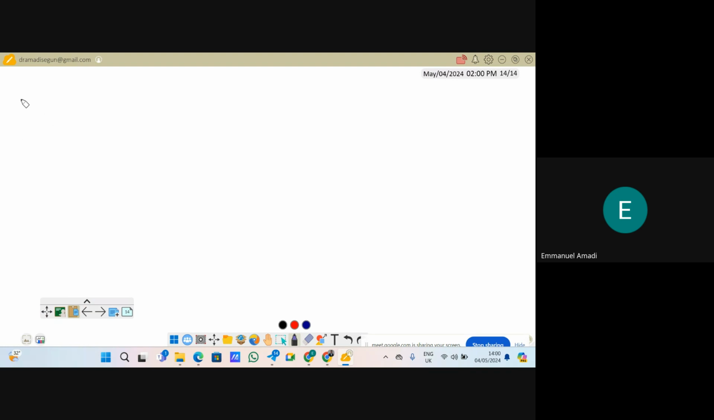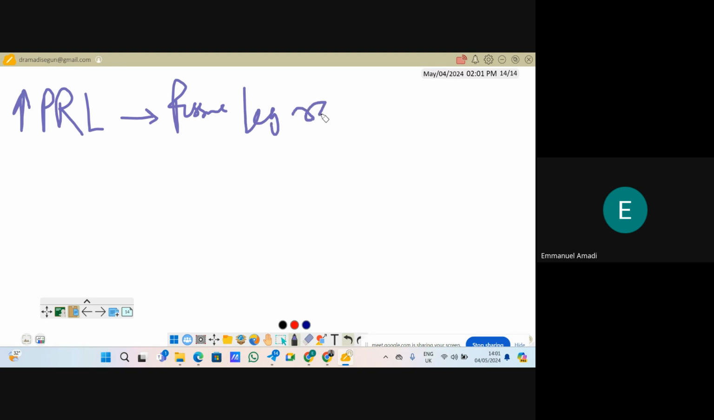So let's start from increase. So this is increase preload. Let's abbreviate it as PRL. This is preload. So to increase preload, that will be leg raising, passive leg raising. Squatting can also do this, but squatting will also raise the SVR. So passive leg raising is one of the commonest ones. Squatting can also do this too.